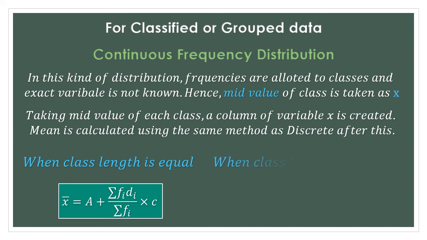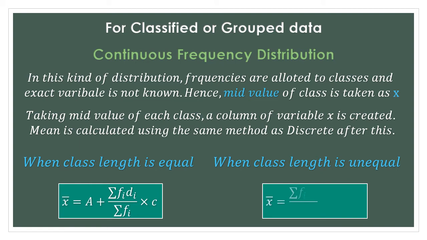But in the rarest of rare cases, when the classes are so unequal that we cannot calculate a single common factor among them, then we have to revert back to our original formula of summation fixi divided by summation fi, or summation fixi divided by n. But in the maximum number of cases, the left side formula, that is the shortcut formula, is used in the continuous frequency distribution. You will get it once we start with our illustrations.